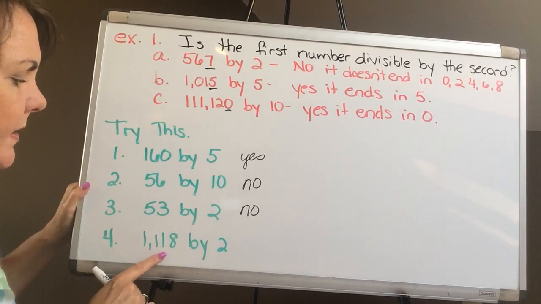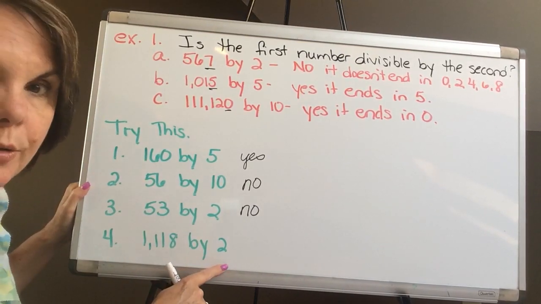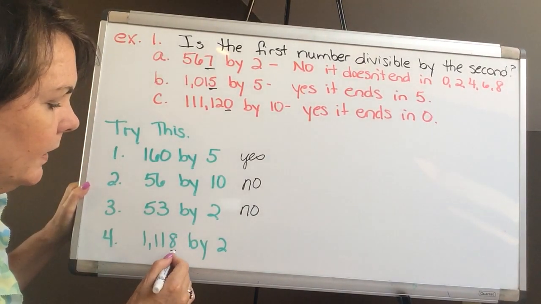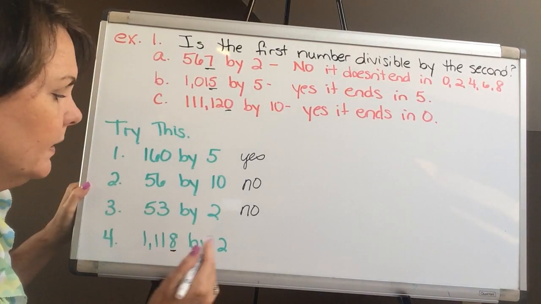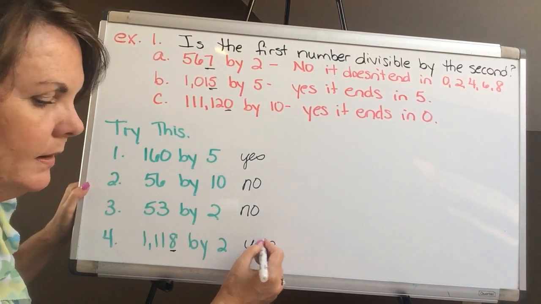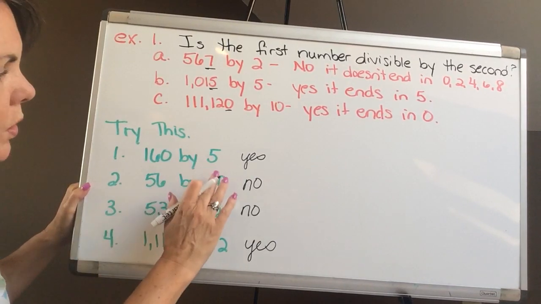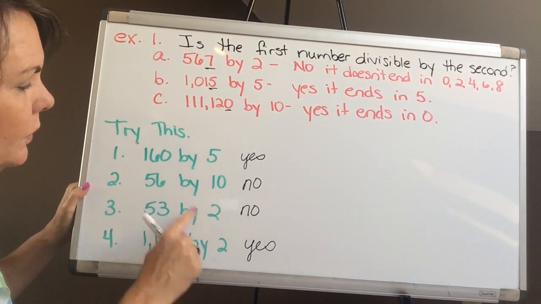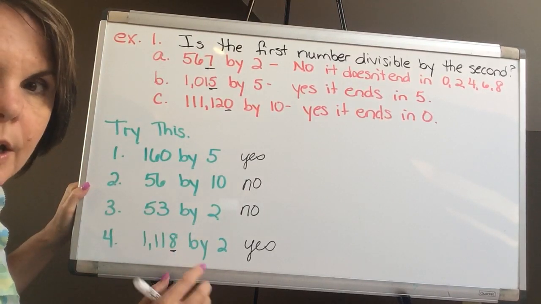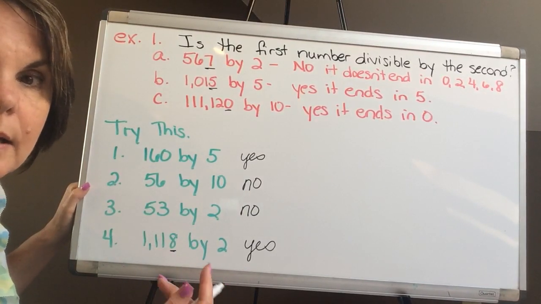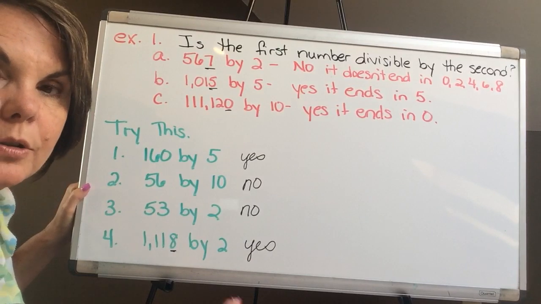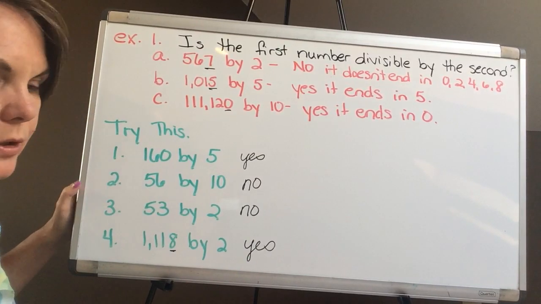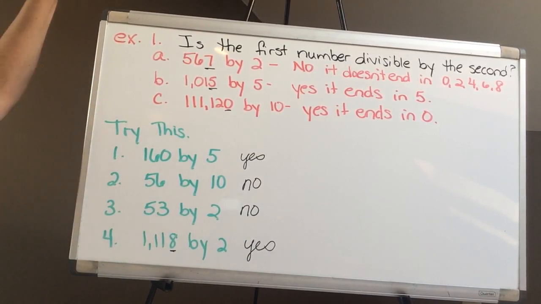And number 4, 1,118 by 2. Does it end in a 2, 4, 6, 8, or 0? Yes. All right, so now all you're doing is looking for the digits 5, 10, or 2. You're just looking at the ones place. And notice a number can be divisible by 10 and 2 because 2, 4, 6, 8, or 0. So it's not just one number.